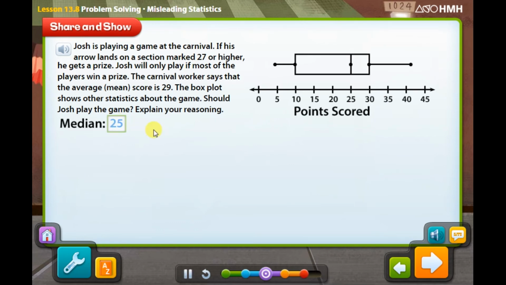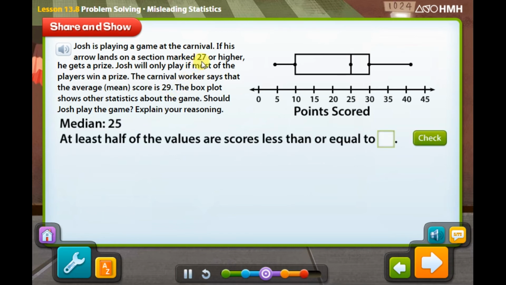Great job! The median of the data is 25. Is 25 bigger than 27? At least half of the values are scores less than or equal to what value? Type your answer in the box provided. So this means half of the values is the median, 25. Excellent. At least half of the values are scores less than or equal to 25.